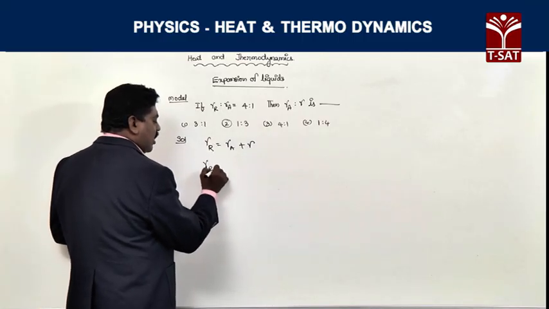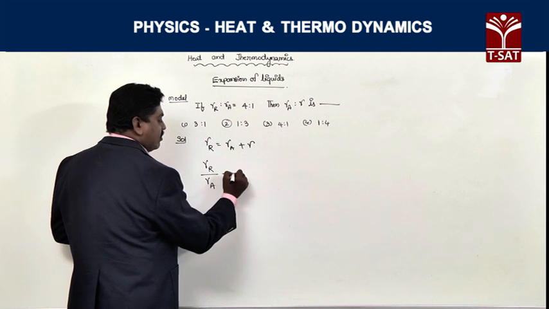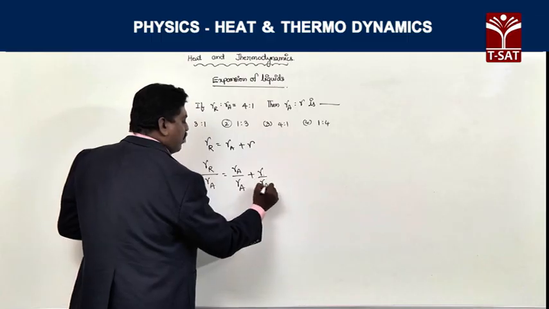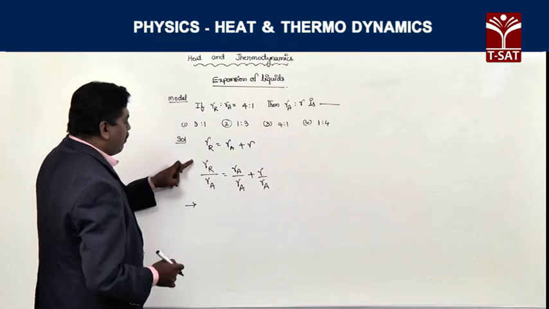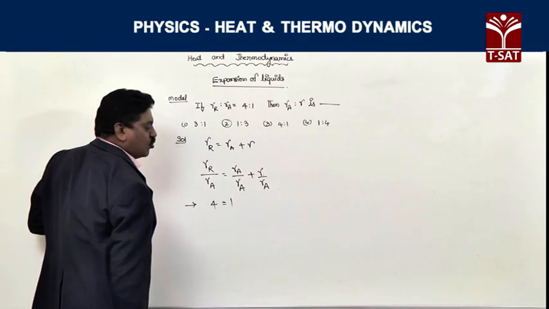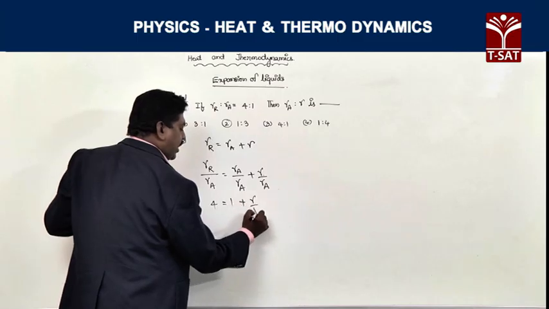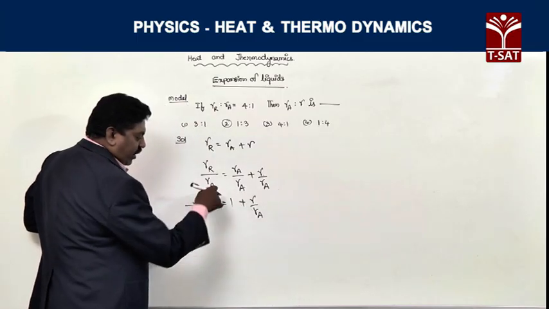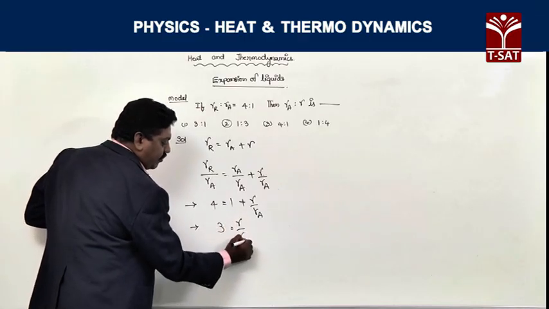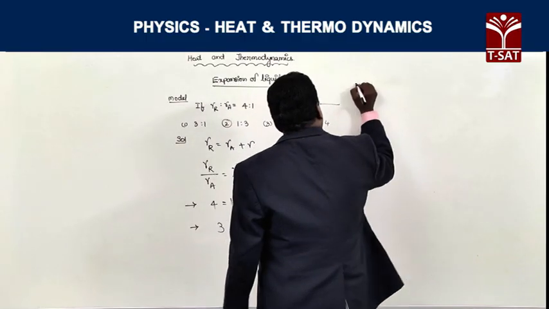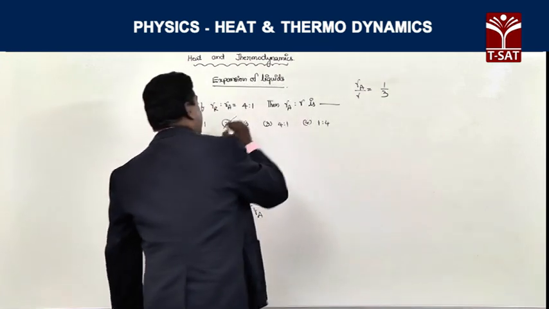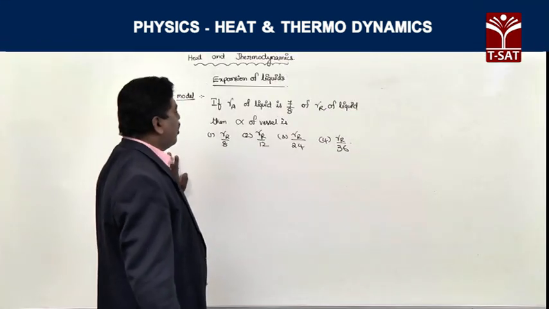What we get is gamma R by gamma A equals gamma A by gamma A plus gamma by gamma A. Now, gamma R by gamma A is given as 4:1. I can write it as 4 equals 1 plus gamma by gamma A. Bringing 1 this side, we get 4 minus 1 as 3. 3 equals gamma by gamma A, and we can write this as gamma A by gamma equals 1 by 3. Our option is the second one. Now let us try another model here.